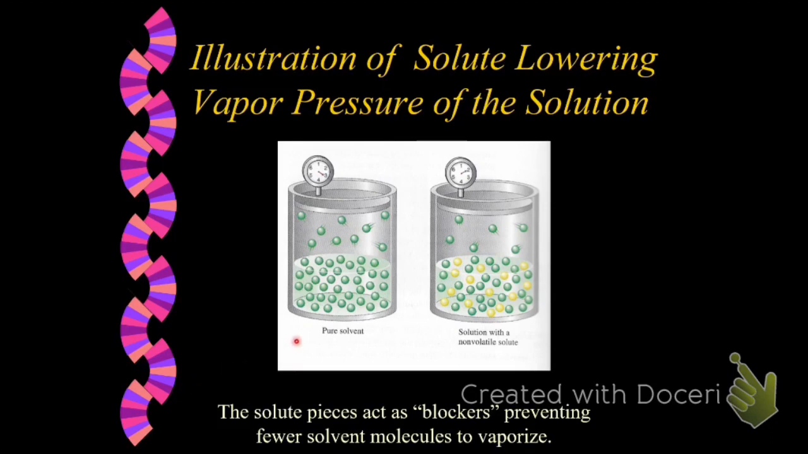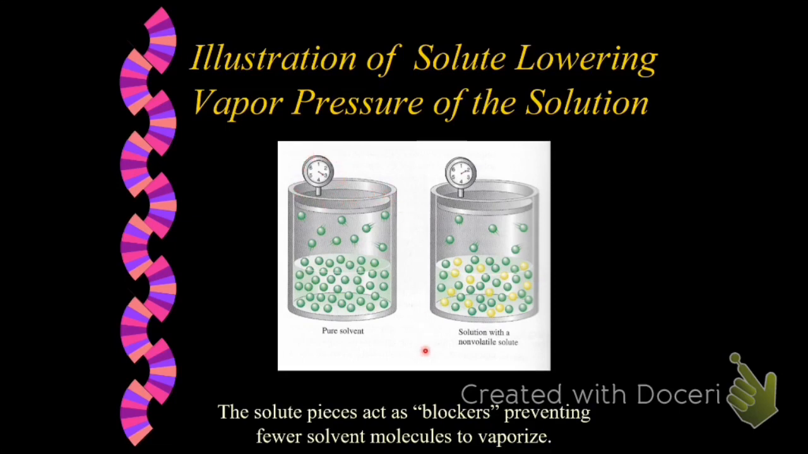So in our first flask here, we have pure solvent. Let's assume that our solvent here is water. So we have liquid water, and at the surface, we will always have some water molecules that are evaporating and escaping into the air above it. This vapor pressure would be the pressure exerted by these molecules above this surface, pressing down on the surface. And this gauge here is reading at a 3 for our pressure.